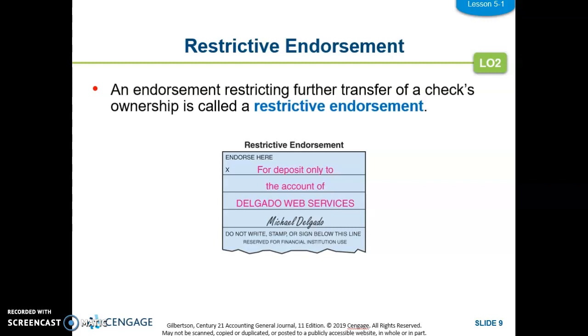Now, many businesses have a stamp prepared with a restrictive endorsement. When a check is received, it is immediately stamped with the restrictive endorsement. This prevents unauthorized persons from cashing the check if it is lost or stolen.